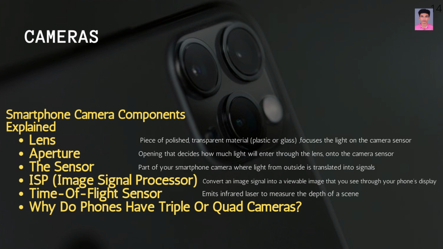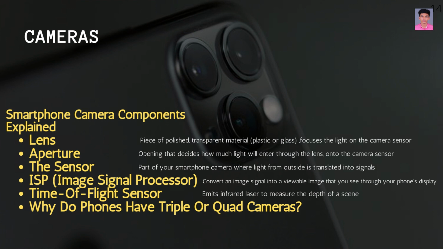So the lens. A lens is a piece of polished transparent material which focuses the light on the camera sensor. Then comes aperture. It is an opening that decides how much light will enter through the lens onto the camera sensor. Then there comes the image sensor. It is a part of the smartphone camera where light from outside is translated into signals. Then comes ISP or image signal processor. It converts an image signal into a viewable image that you see through your phone's display. Then a time of flight sensor which emits an infrared laser to measure the depth of a scene.